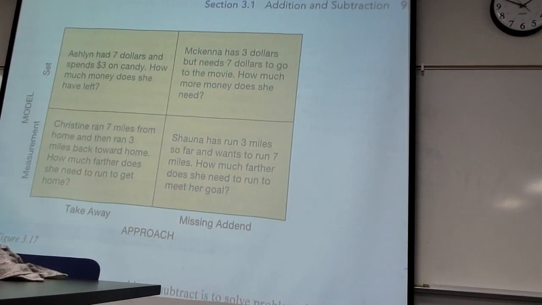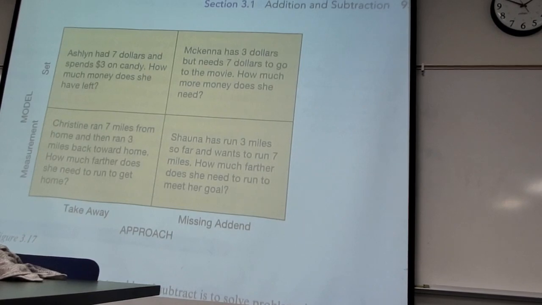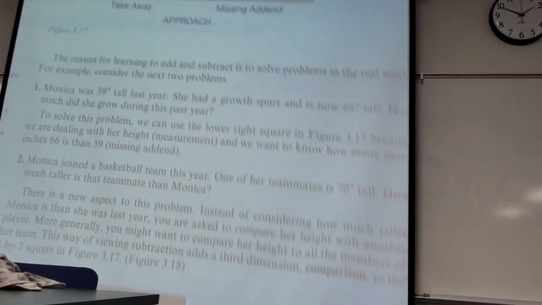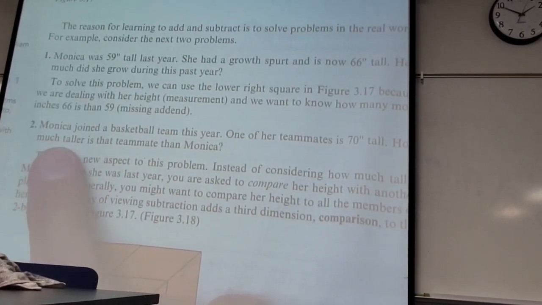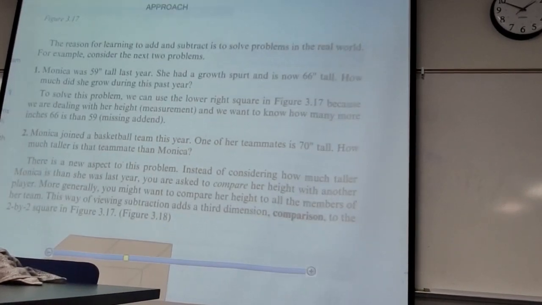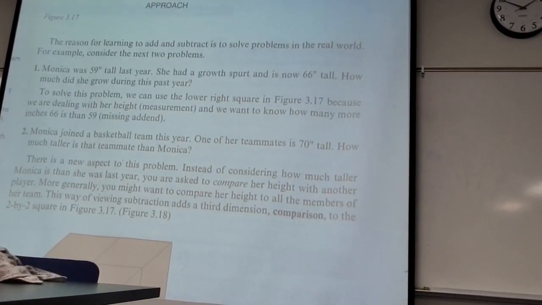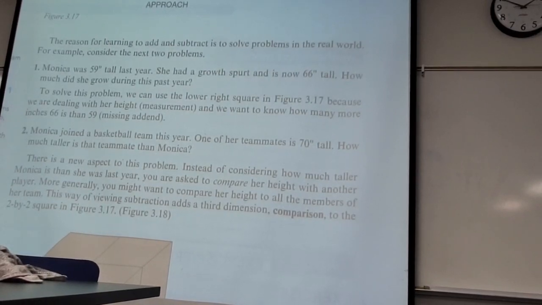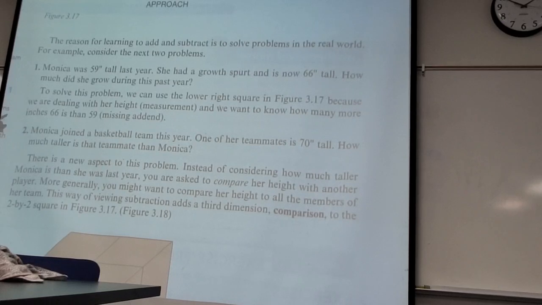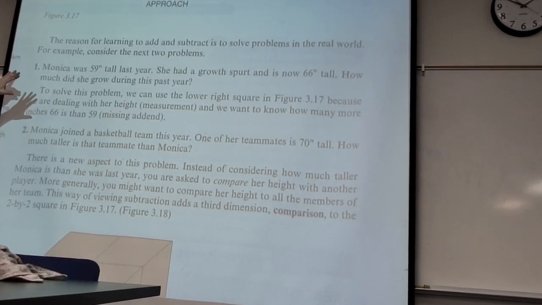Now, here's where things get pretty. Where are they? Here we go. Look at number 2, I think. Hold on. Actually, both of these. Monica was 59 inches tall last year. She had a growth spurt and is now 66 inches tall. How much did she grow during this past year? Yeah, so that kind of fits into the problem. They tell you which thing they would use.